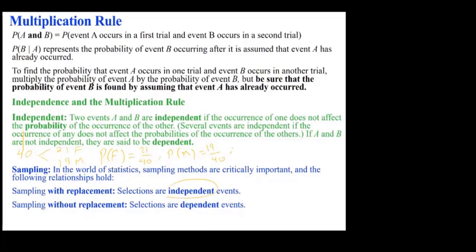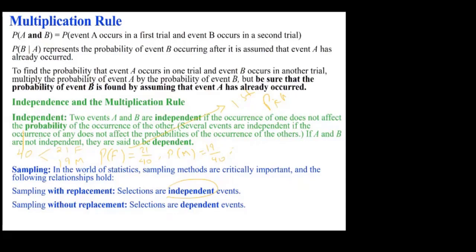However, if you are interested in picking, let's say, two students to be members of a committee, then it's not with replacement. We pick one student. What is the probability that that student is a female? The very first pick would be 21 out of 40. But what happens to the second student? What is the probability that the second student is a female? It really depends. What does it depend on? It depends on what happened in the first pick.